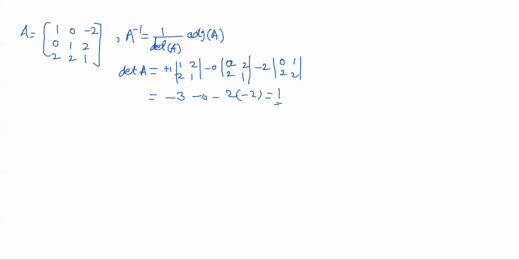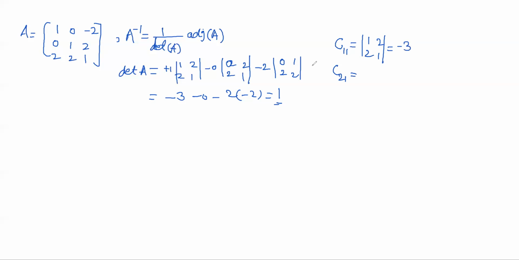For finding the adjoint of A, we need to find the cofactor matrix for A. The first cofactor will be C11, with a plus sign. In this case, the first row and first column will be removed. The matrix left will be 1, 2, 2, 1. So this will be minus 3.